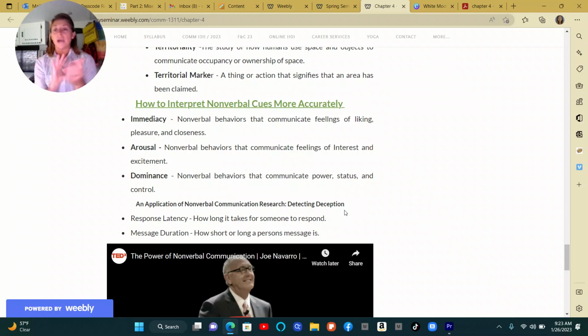And so how do we do that? There's something called response latency. And so that's how long does it take for someone to respond to a question? What's the longevity of their response? And then message duration, how short or long, right, is the message?